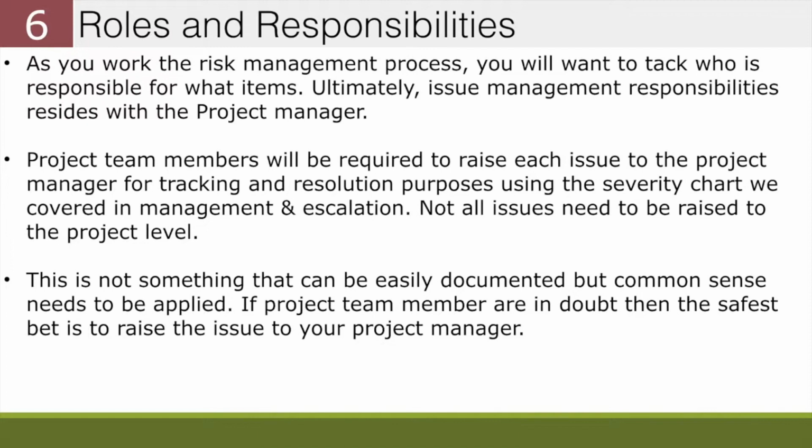So there's a responsibility that every team member has to take if they find an issue to really determine where it needs to fall. Does it have to go to the project manager? Can they resolve it at that dev level or the test level, whatever the case may be? Or does it actually have to go up to the executives because it's project stopping, right? And it's not something that can be easily documented. You've got to apply a lot of common sense, but you can use that severity chart, right? But again, if the team members are in doubt, obviously raise it to the project manager.